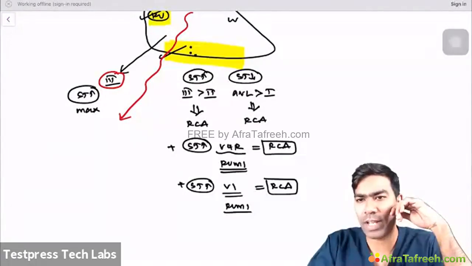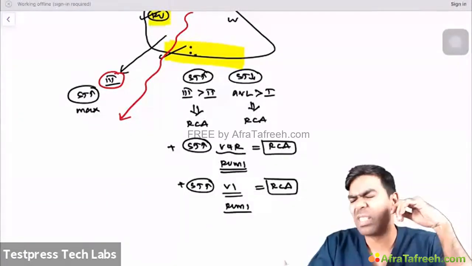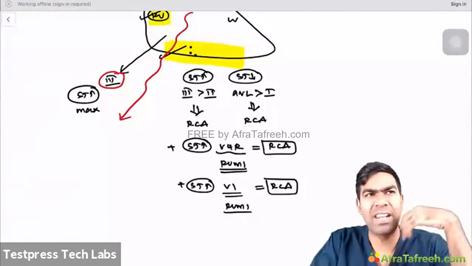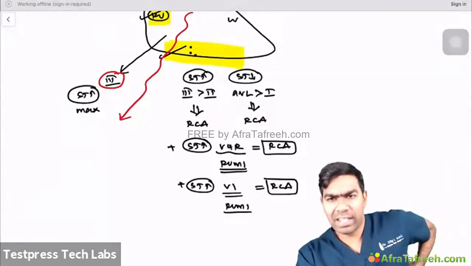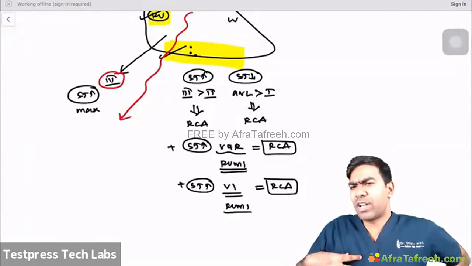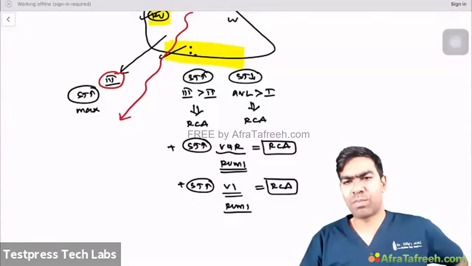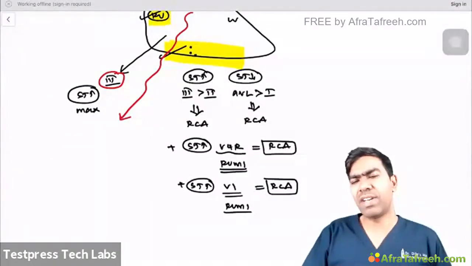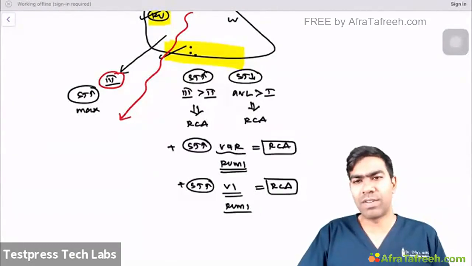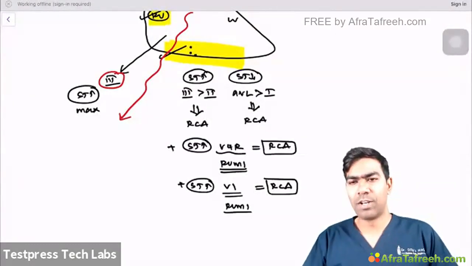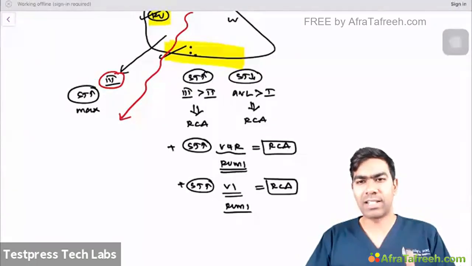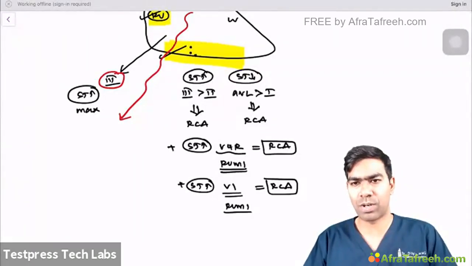Even posterior wall shows maximum elevation in V4R. Posterior wall MI, elevation in V4R. Posterior wall is here, V4R is here. How can it show elevation in V4R? Right ventricular MI only will show elevation in V4R. Posterior wall MI will show elevation in V7, V8, V9 only. How will they show elevation in V4R? V4R will not show any elevation in posterior MI. V4R is a lead that is designed for the right ventricle, not for the posterior wall.